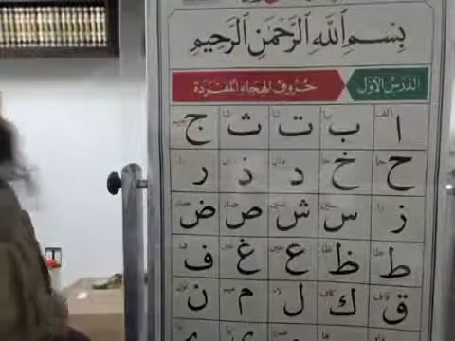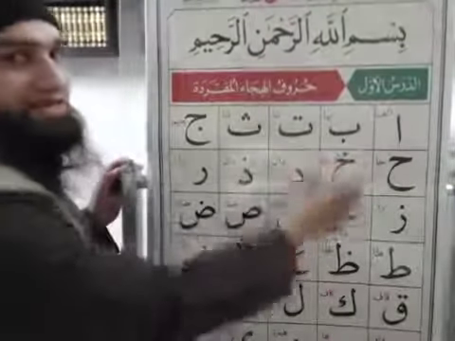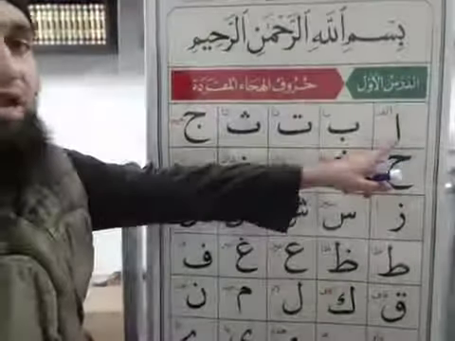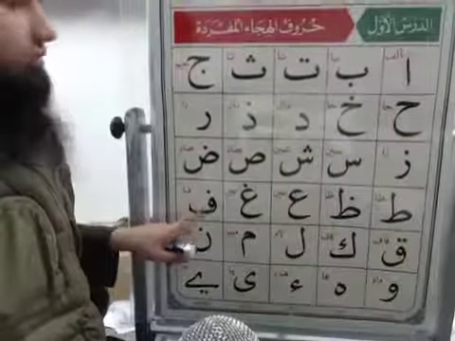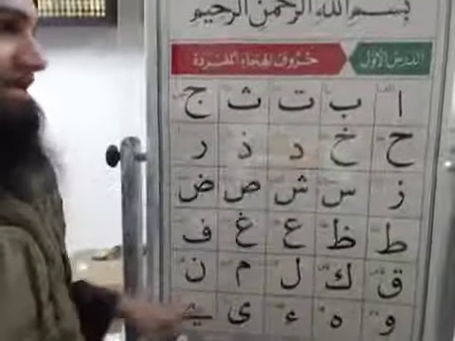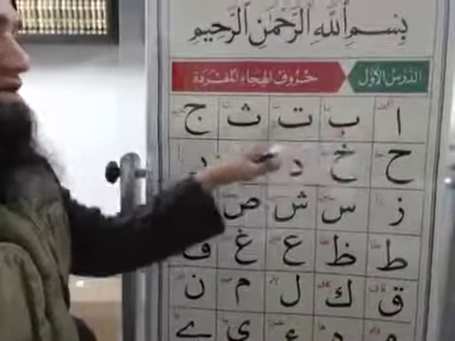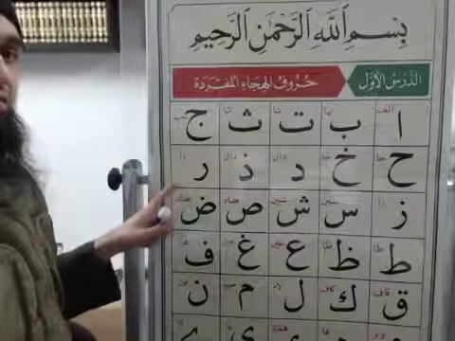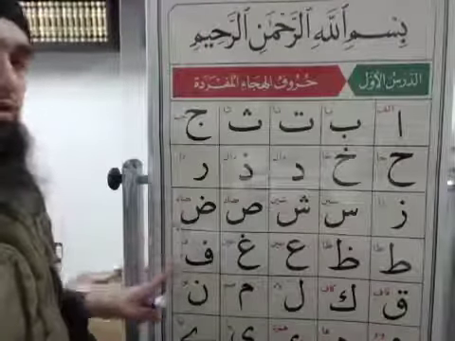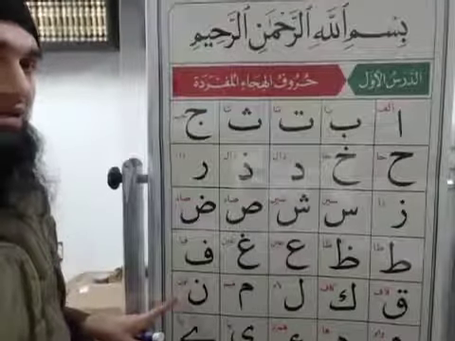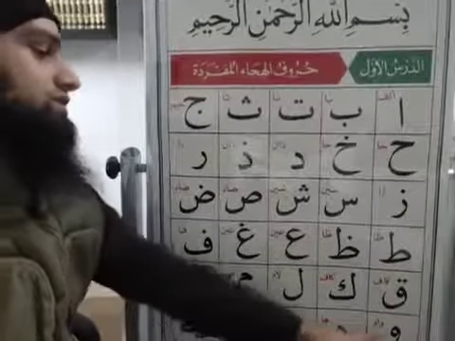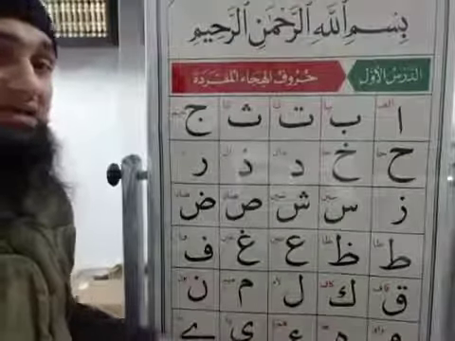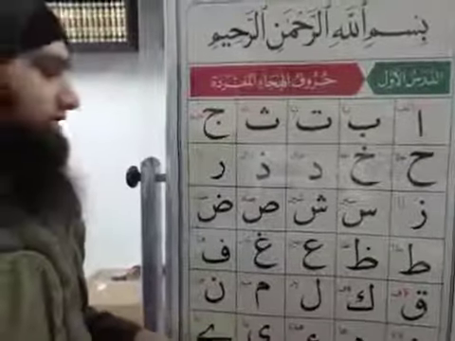Now, these are the Arabic letters. As you can see, these are all of the Arabic letters, starting from Alif all the way down to Ya. How many are there? 5, 10, 15, 20, 25, 26, 27, 28, 29. These two are actually the same, right? They are the same.